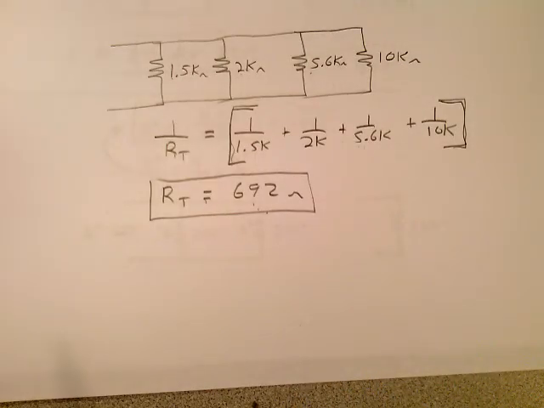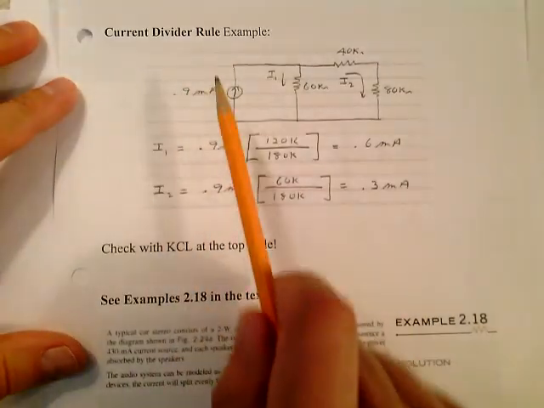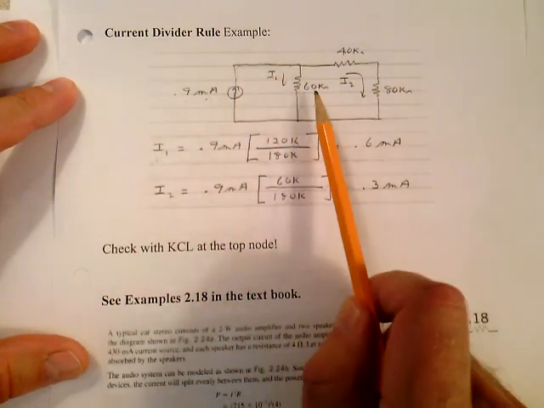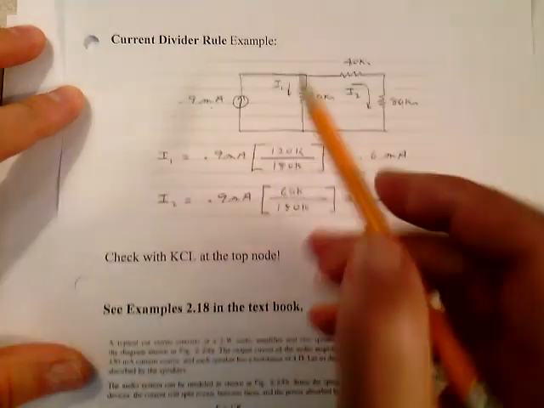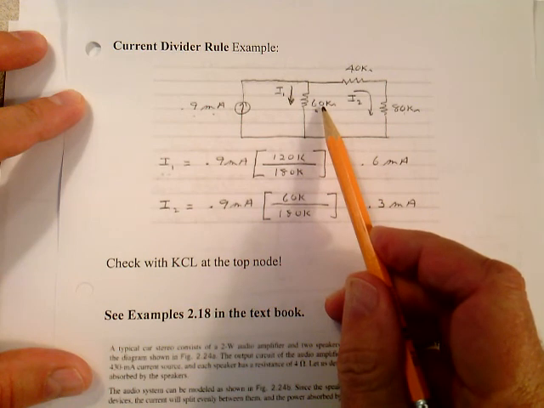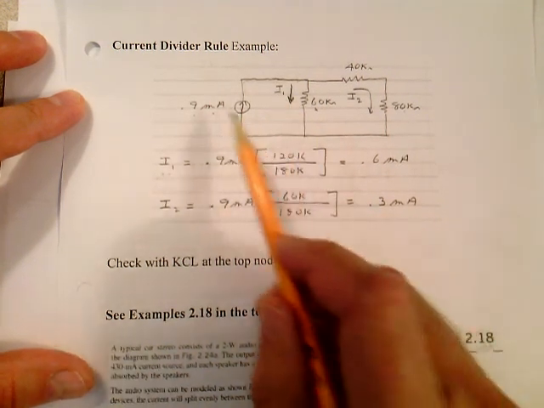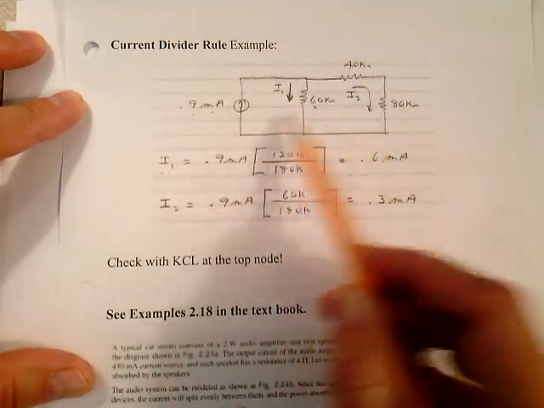Let's do a quick example on page number 31. The current divider rule. You have 0.9 milliamps flowing into the node, and you have a 60 k ohm resistor and an 80 k ohm resistor. I want to know what I1 is. I want to know what the current is flowing down through the 60 k ohm resistor. I called it I1. It's equal to the current coming in times the opposite resistance. Well, the opposite resistance here is an 80.